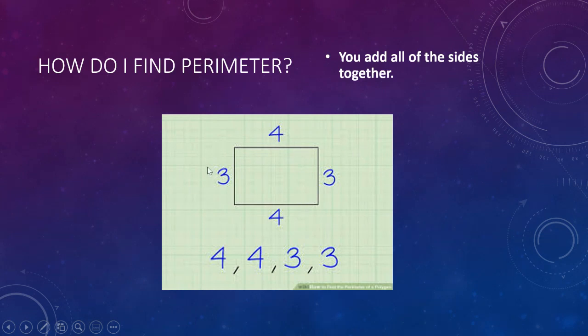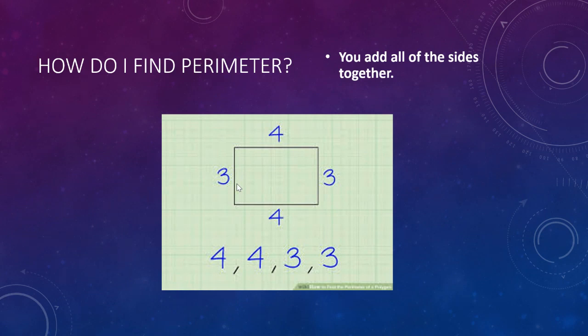So if you had this shape here, then you would have top, bottom is 4, and then the 2 sides are 3 for each, okay? So then when you list them out, you can do the 2 the same: 4 plus 4 plus 3 plus 3. So 4 plus 4 would be 8, and then 3 plus 3 is 6. Now you add 8 plus 6 together, and that would give you 14. So again, you add all the sides. So 4 plus 4 is 8, plus 3 is 11, plus 3 is 14.